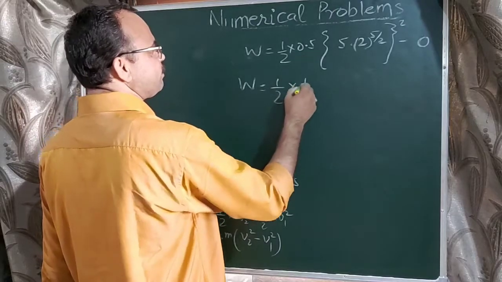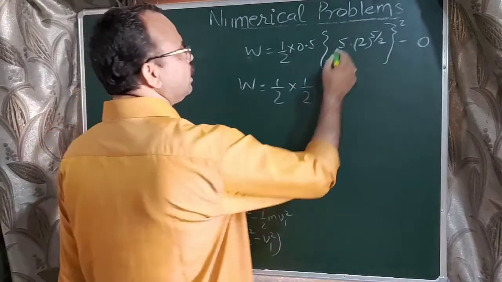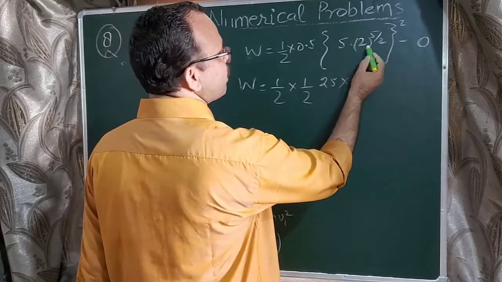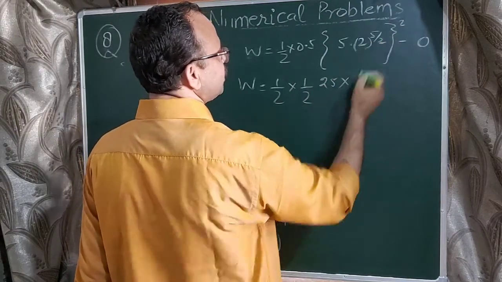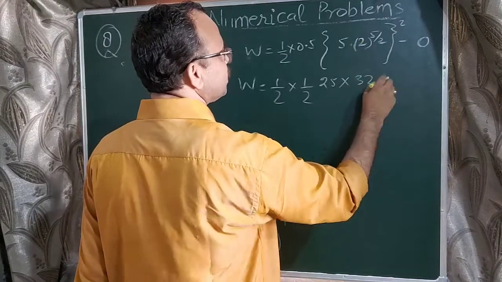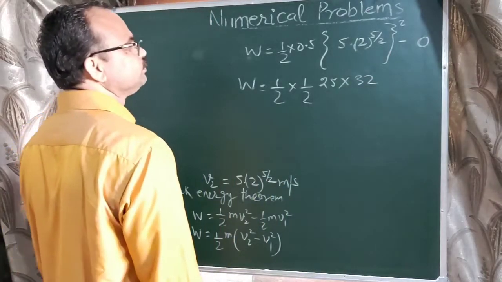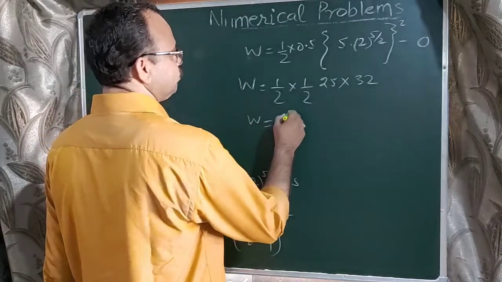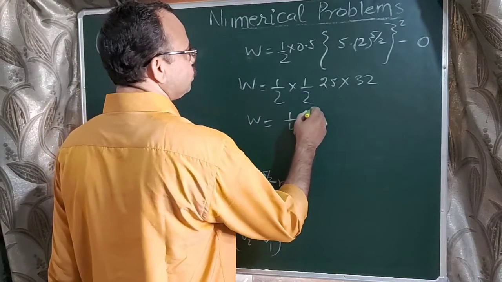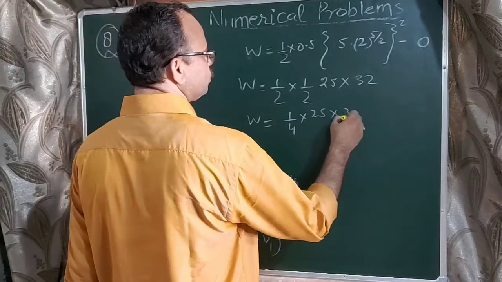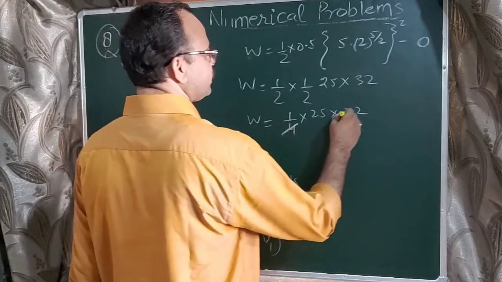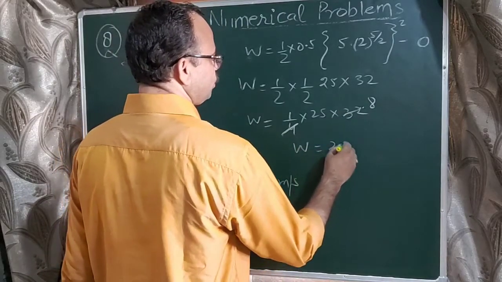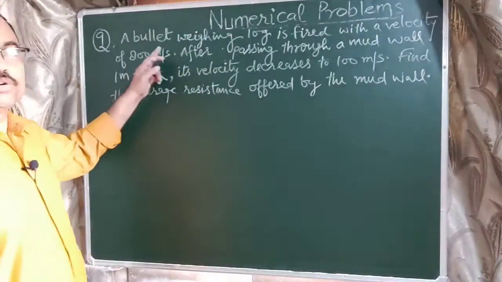This 0.5 can be written as 1 by 2. 5 square means 25 into 2 raised to power 5 by 2 squared, so the 2s cancel, 2 raised to power 5 means 32. Okay, so W equals 1 by 4 into 25 into 32, 4 8s are 32, so W equals 200 joule.